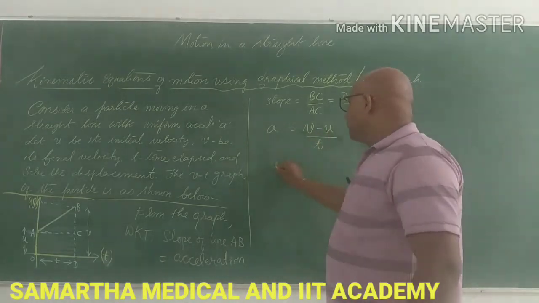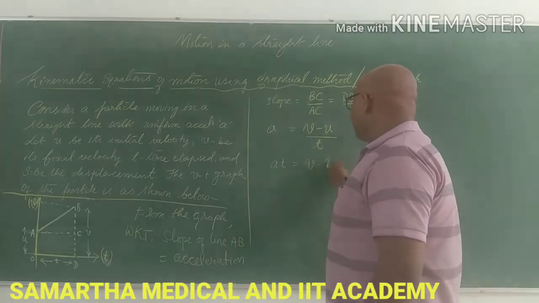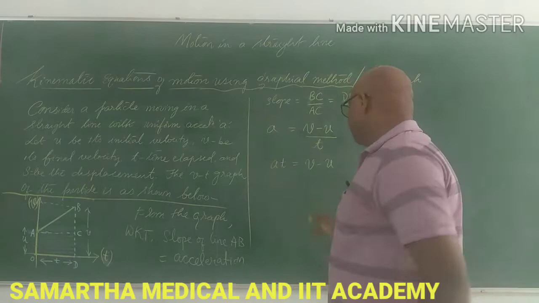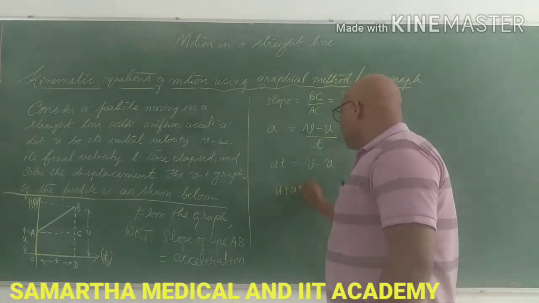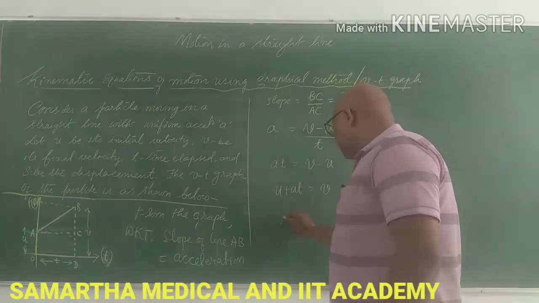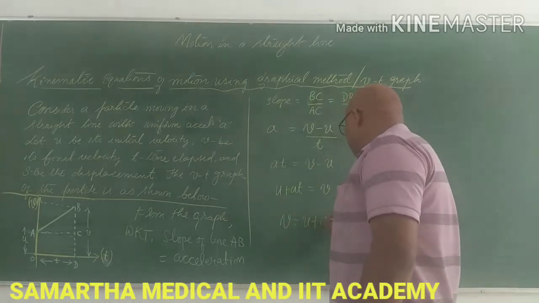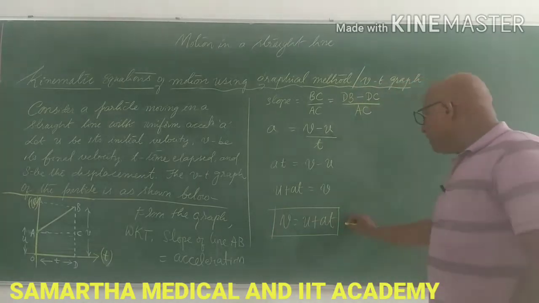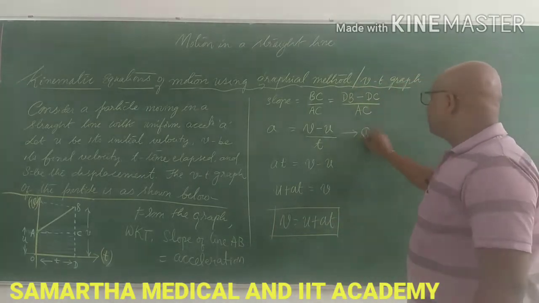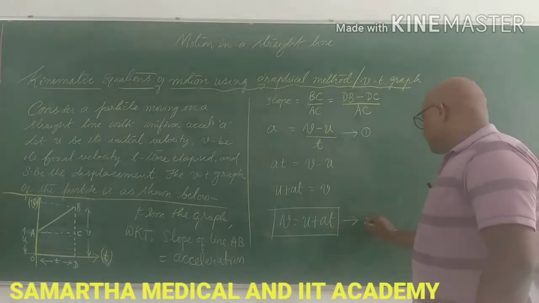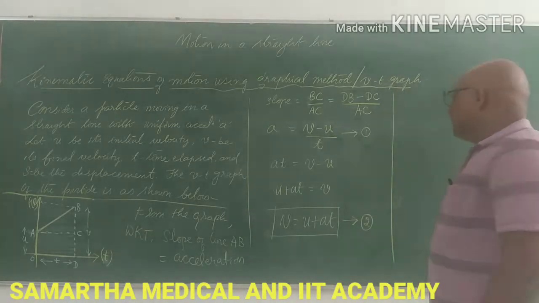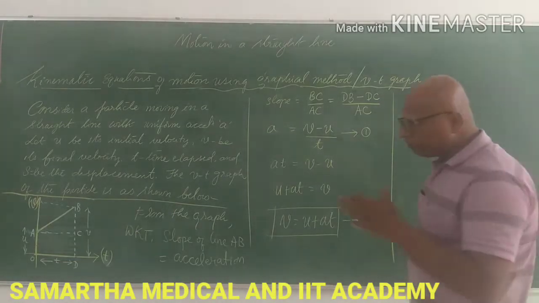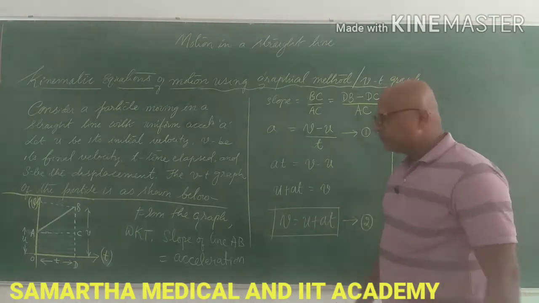Now you cross multiply. At is equal to V minus U. Send U to the left hand side. So it becomes U plus at is equal to V, or V is equal to U plus at. So we got the first equation. We will use this equation in future also. First equation is over. But will you get how we have obtained it from the graph?